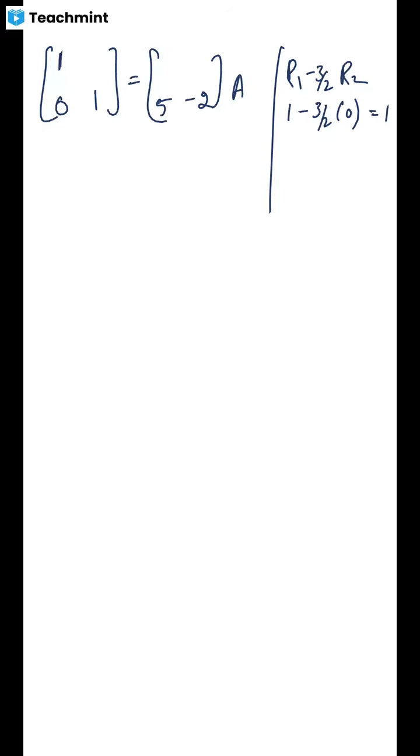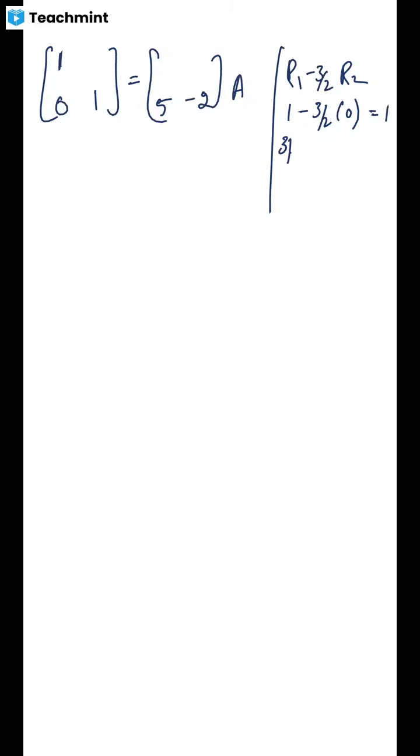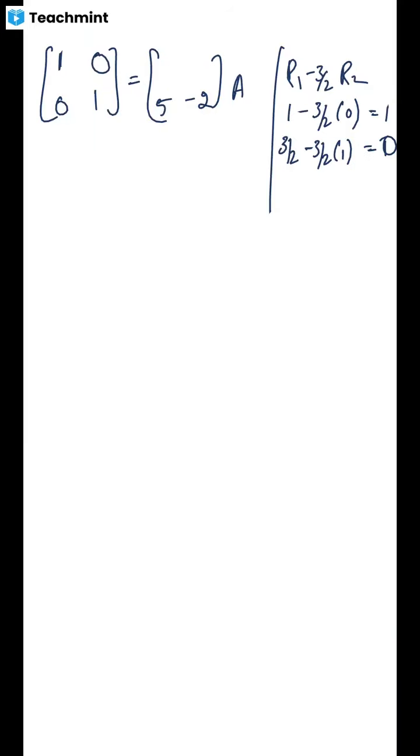Next one, look. Row 1 element is 3/2, row 2 element is 1. Here 3/2 minus 3/2 into 1, which is 3/2 minus 3/2, 0. So here in place of 3/2, I am going to get 0. Next one, look. Row 1 element is 1/2, row 2 element is 5. So row 1 element 1/2 minus 3/2 into 5. If I take 2 LCM, I am going to get 1 minus 3 fives are 15, 1 minus 15 is minus 14. So 2 ones are 2, 2 sevens are 14, so I am going to get minus 7 here.